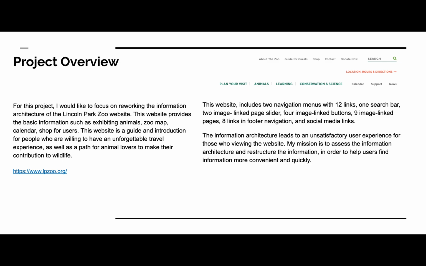This website provides the guide for visitors and also the methods, the path, for animal lovers to make some contributions, such as donating and shopping at the zoo. I think this website, which includes two navigation menus, is not that satisfactory in user experience because some users could not find information conveniently and quickly. So my mission is to improve this.